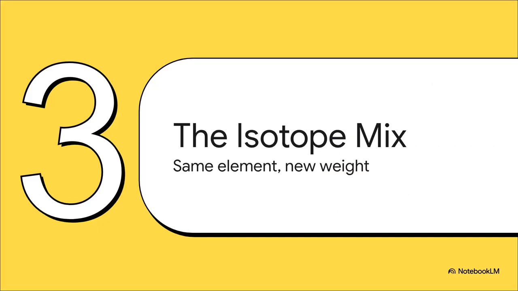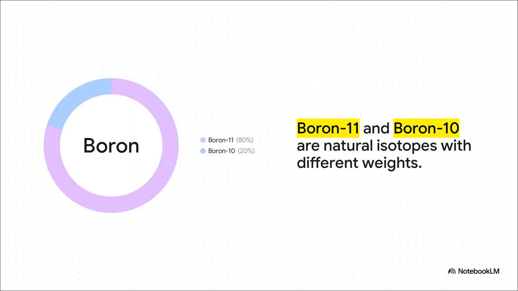All right, section 3, the isotope mix. Same element, different weight. Now, what's really interesting about this slide is that elements often exist as a naturally occurring mixture of variations. We established that protons define the element, but the number of neutrons can actually fluctuate without changing the element's core identity. We call these variations isotopes.